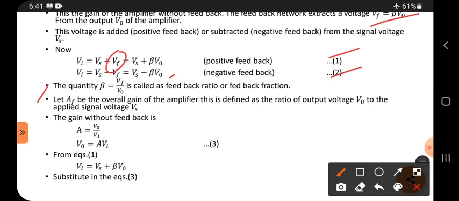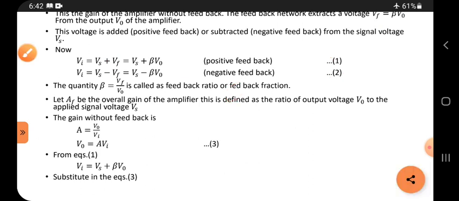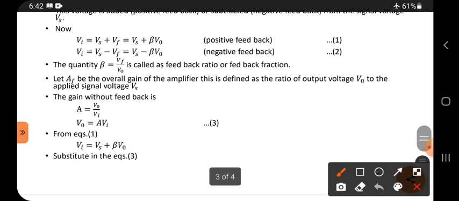The quantity beta equals Vf by V0 is called feedback ratio or feedback fraction. Let AF be the overall gain of the amplifier. This is defined as the ratio of output voltage V0 to applied signal voltage.